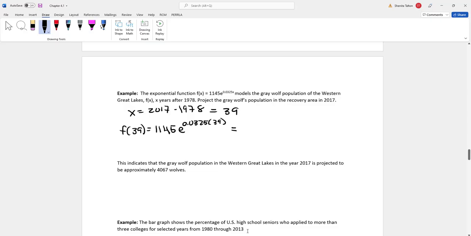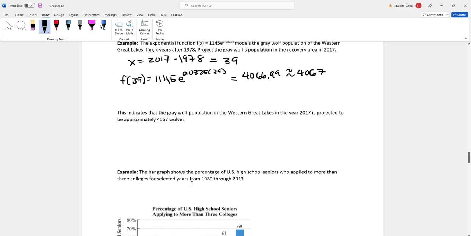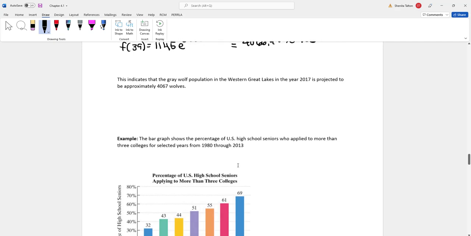I'm going to go ahead and round that. 4066.99, which is approximately 4067. So this indicates that the gray wolf population in the western Great Lakes in the year 2017 is projected to be approximately 4,067 wolves.